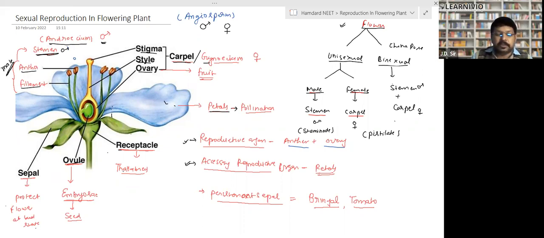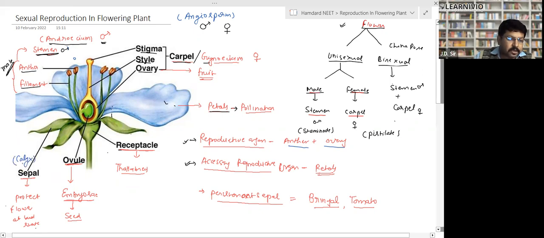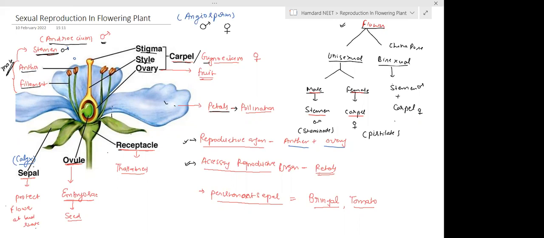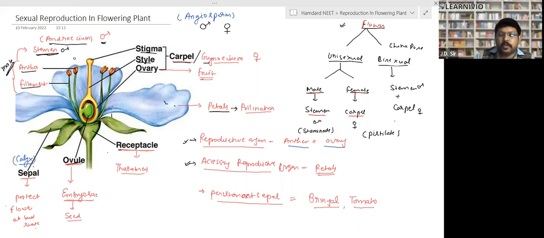Now, all the sepals, whether there are 2, 3, 4 or 5, when we collect all the sepals, collectively they are known as calyx, C-A-L-Y-X, right? Please write it down: all the sepals taken together are called calyx.